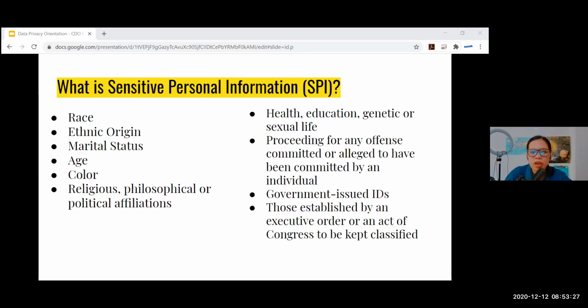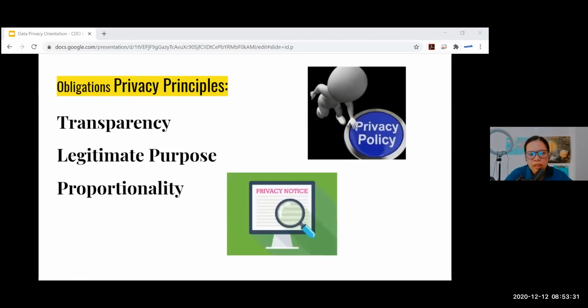Okay. Now let's talk about your obligations under the privacy principles. So there are actually 3 privacy principles stated in Republic Act 10173. We have transparency, legitimate purpose, and proportionality. Then let's explain this individually. When we talk about transparency, we actually talk about our data subjects ensuring that they are aware of the nature, the purpose, and the extent of the processing of his or her personal data.